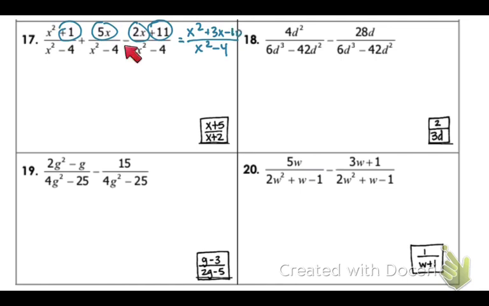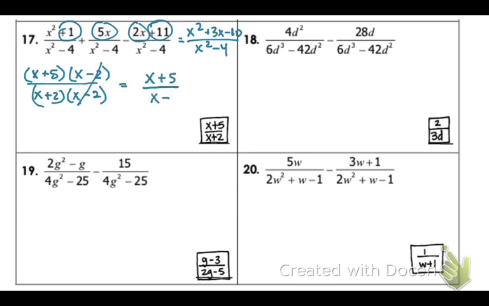Because this negative here makes that negative when you distribute it. So now you're left with x squared plus 3x minus 10. So now let's factor. We're left with x plus 5 and x minus 2. So that gives me negative 10, but also plus 3. And then x plus 2 and x minus 2. These cancel out. You're left with x plus 5 and x plus 2.